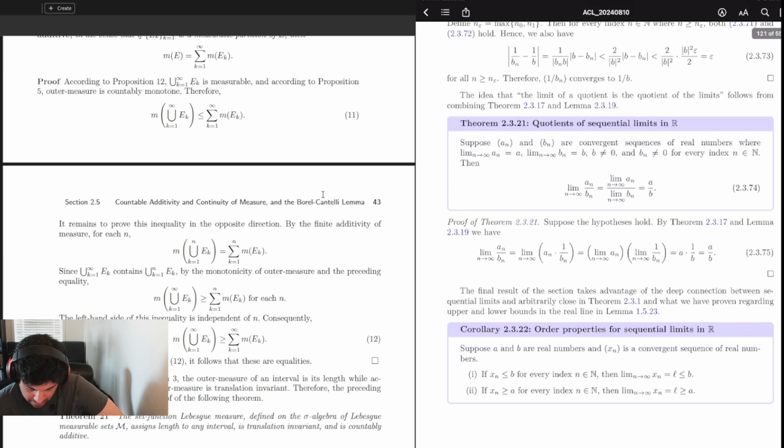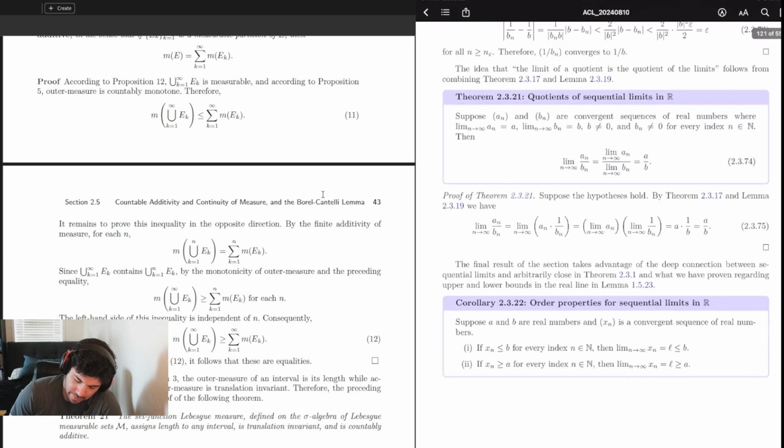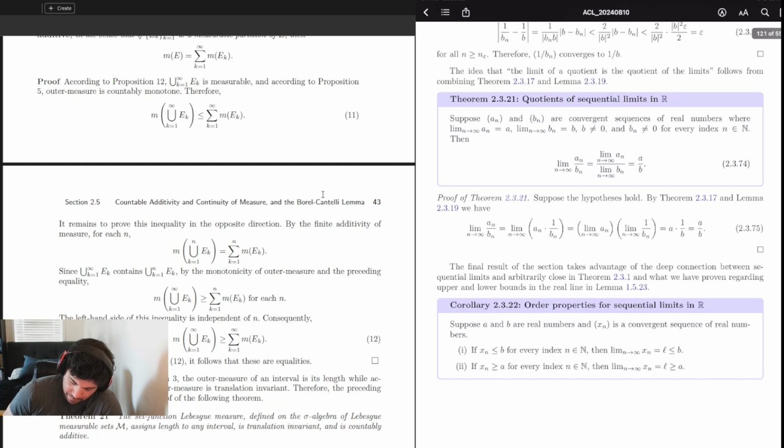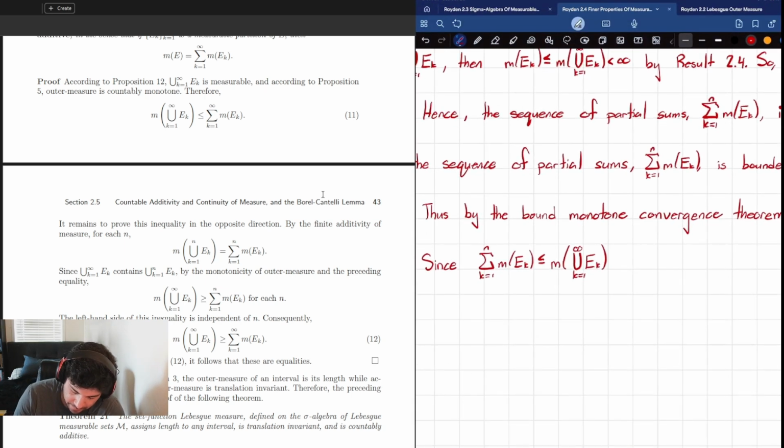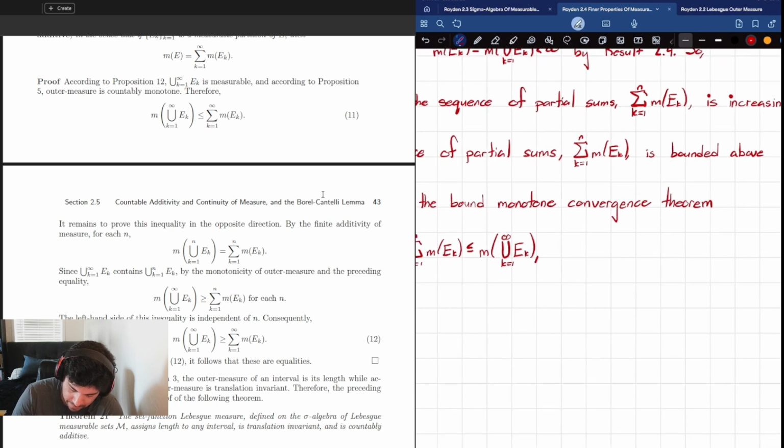This is exactly what I'm using right here. The order properties of the sequential limits. So suppose A and B are real numbers and Xn is a convergent sequence of real numbers. So it depends on the sequence being convergent, which I just established. If the sequence is less than or equal to some B for every index, then the limit is less than or equal to B. That's what I'm applying here. Then this is less than or equal to this.